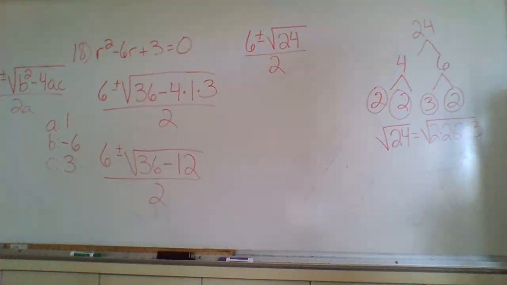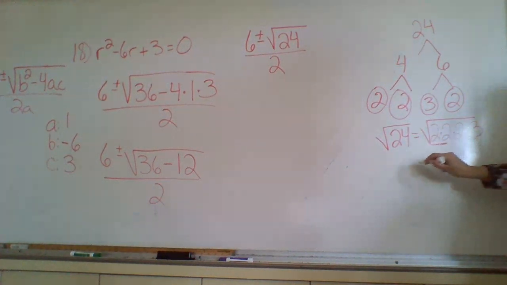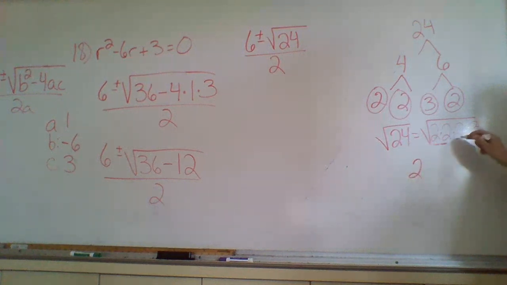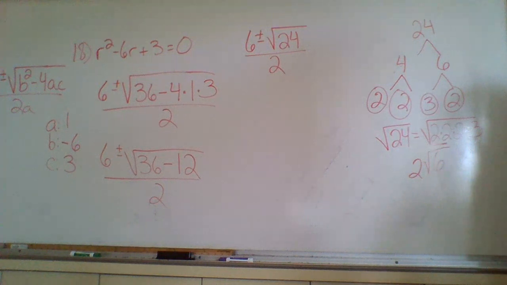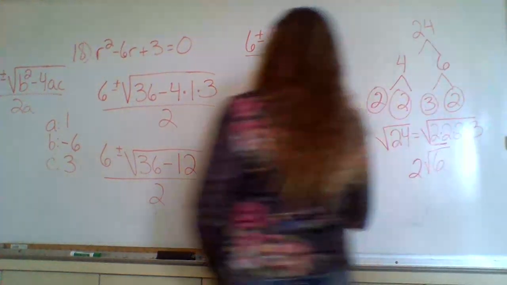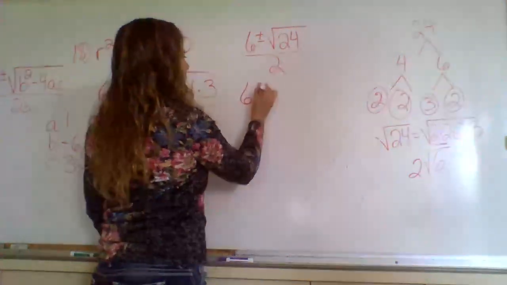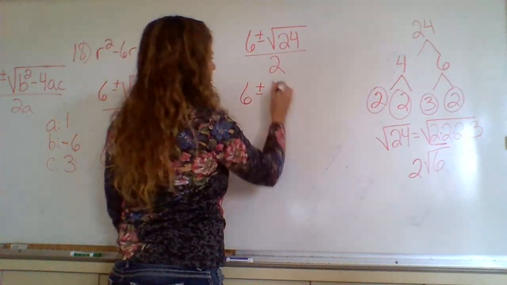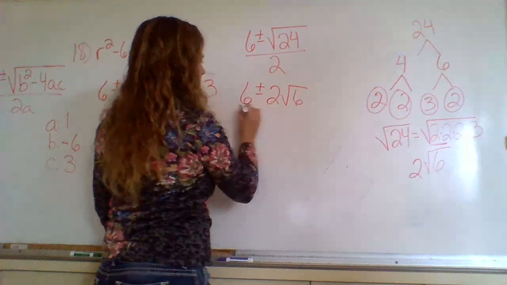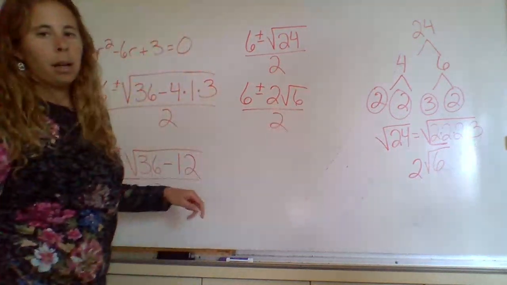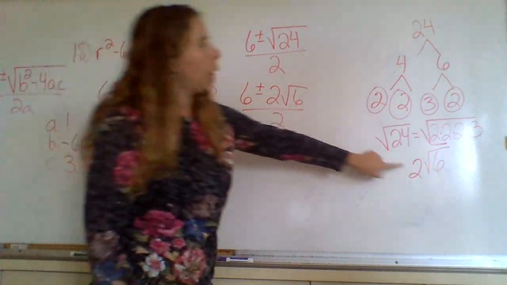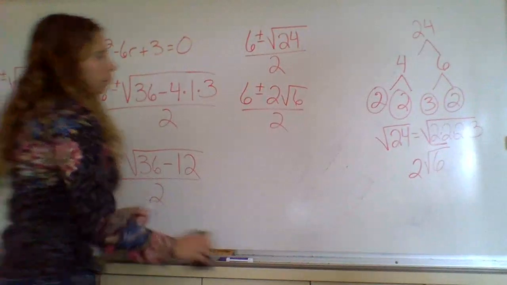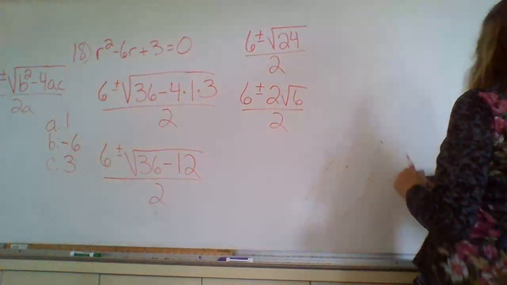All right, so you're looking for groups of 2. So I have 2 2's, so I'm going to pull out a 2. And then this has to stay in, and so does this. So that becomes 2 square root 6. All right. So 6 plus or minus 2 square root 6 over 2. I replace the square root of 24 with 2 square root 6 because that's what we got when we prime factored it. Too much going on now. Okay.